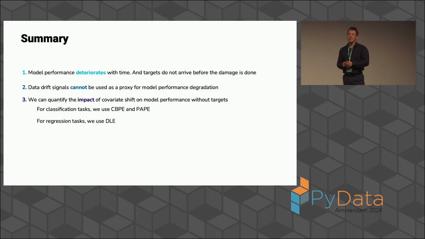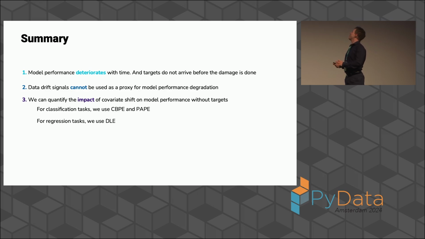And now, just to summarize, what we hopefully learned here is that, first of all, model performance deteriorates in time. This is mostly due to covariate shift and sometimes due to concept drift. Targets do not arrive until after the damage is done, after we've lost, or the company has lost a lot of money. So we have to get some kind of early warning signal. Then, unfortunately, data drift signals by themselves cannot be used as a proxy for model performance degradation, so just whether we have some kind of silent model failure.